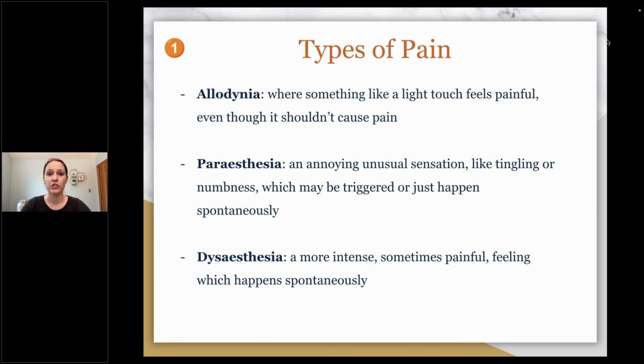If you've ever had a pinched nerve in your neck or anywhere in your spine, low back, and you felt numbness or tingling going down your arm or your leg, that more often than not is paresthesia. Dysesthesia is different. This is more intense, sometimes painful feeling, which happens spontaneously. So paresthesia, again, it's usually annoying, unusual, but you wouldn't call it pain.